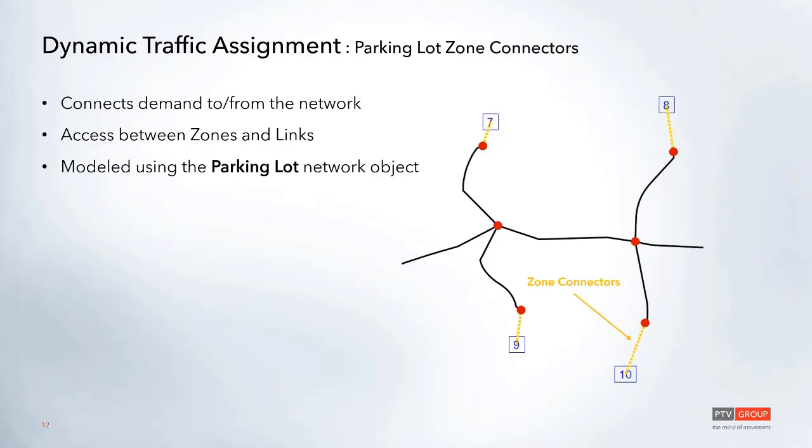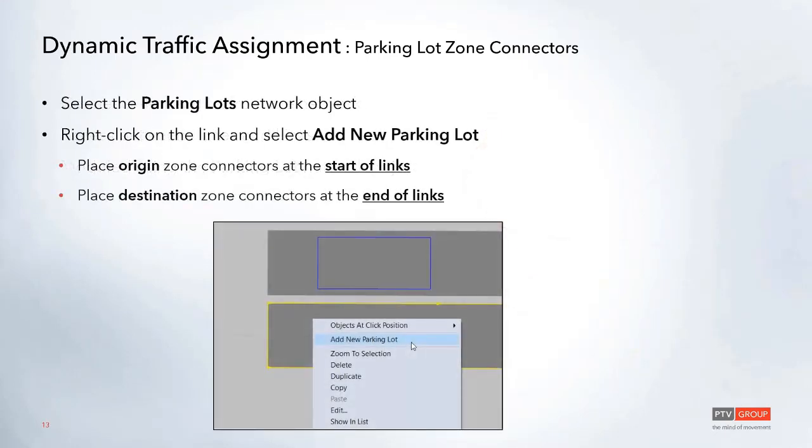All right, so moving on to our next network object. Here we're going to talk about parking lots. So parking lots act as kind of a connection between the zone demand and being able to place that demand onto the network. So first you'll select the parking lots network object, and then you can right-click on a link and then just select that add new parking lot option.